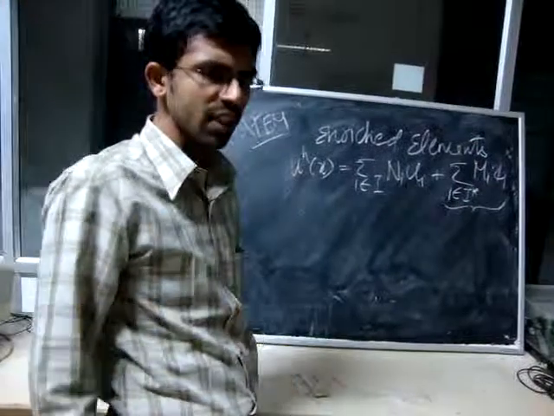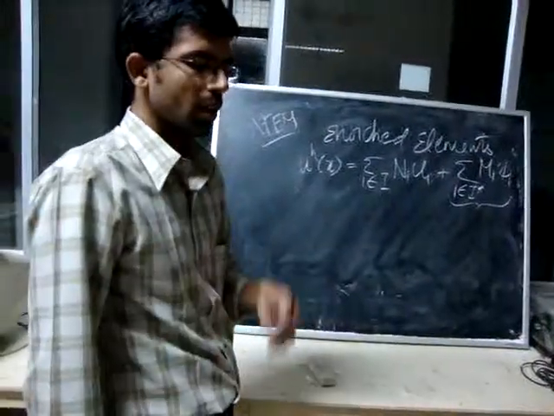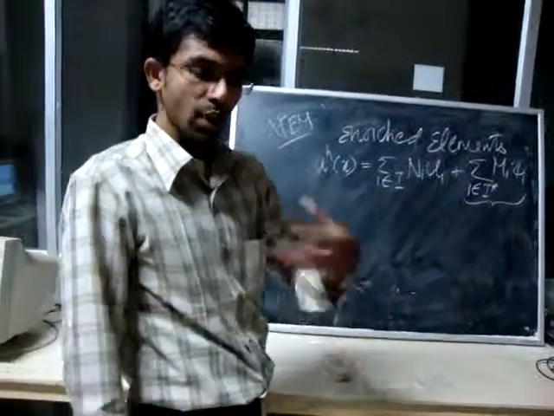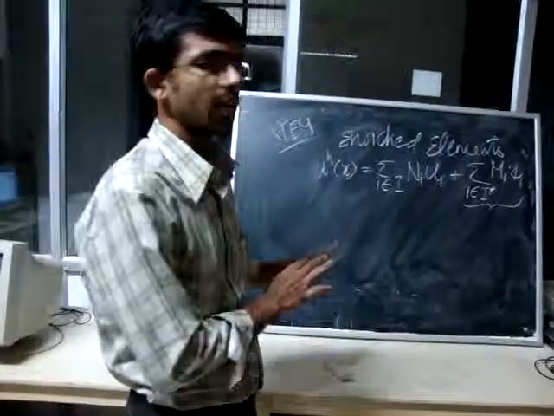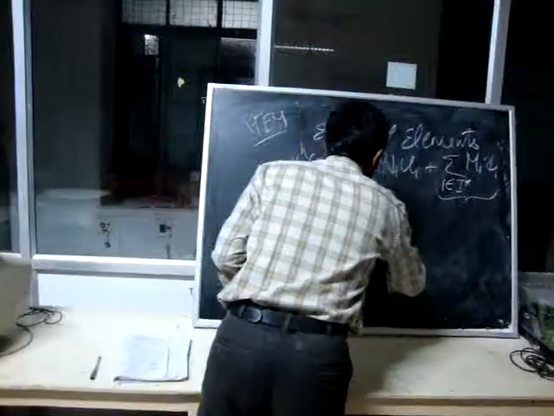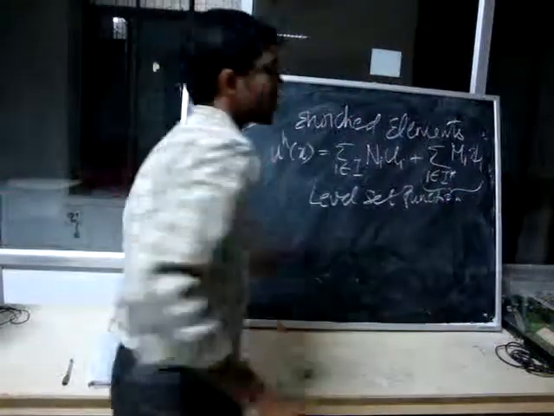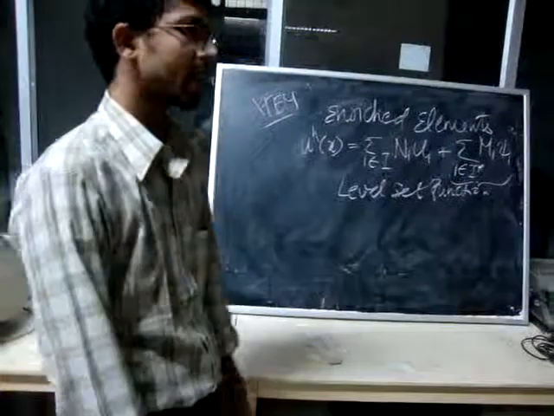So I need to know what are all the elements in the domain which are cut by this crack. I'll get to know the information about the elements which are cut by the crack by using the level set functions in case of XFEM. These level set functions will have a value of 0 at the crack interface, and they will have positive and negative values on either side of the crack interface.